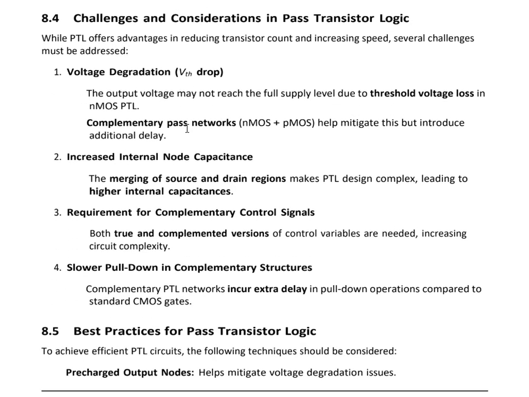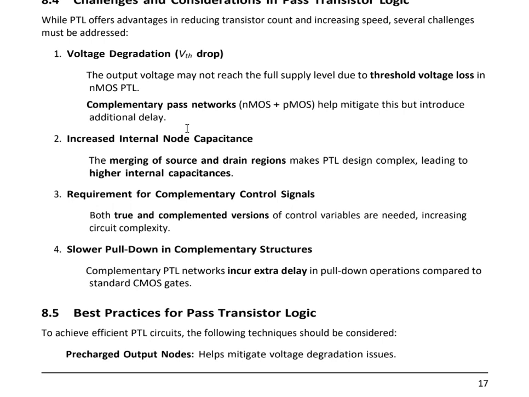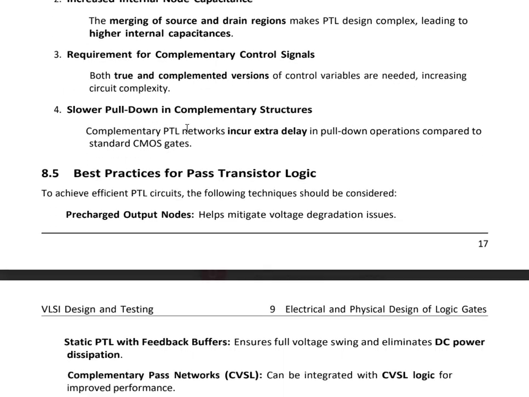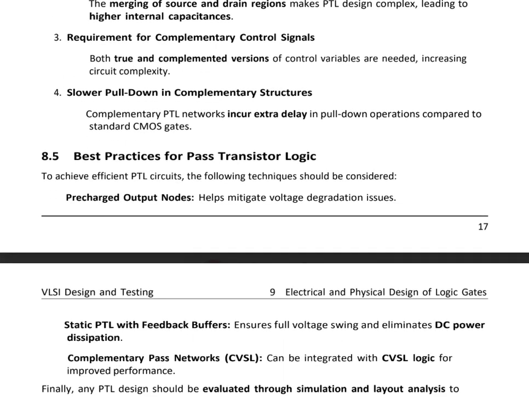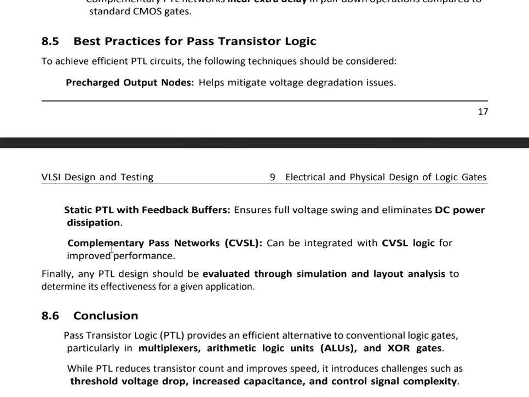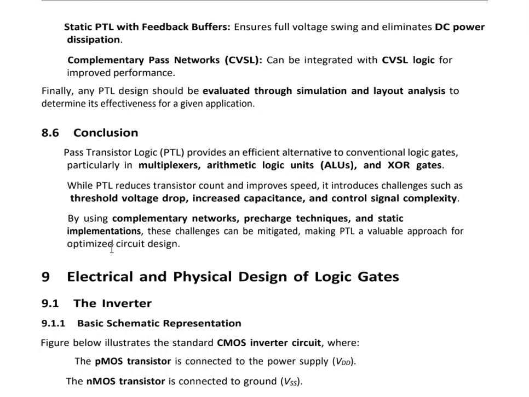So we need to consider voltage degradation, that is the VTH drop, and the output may not reach fully when the threshold voltage is lost, and increased internal node capacitance. Merging of source and drain regions makes the pass transistor logic design complex, leading to higher internal capacitance. And there is also the requirement of true as well as complemented versions of control variables. So best practices for PTL, or pass transistor logic, would be using pre-charged output nodes and also complementary pass networks, that is the CVSL logic.